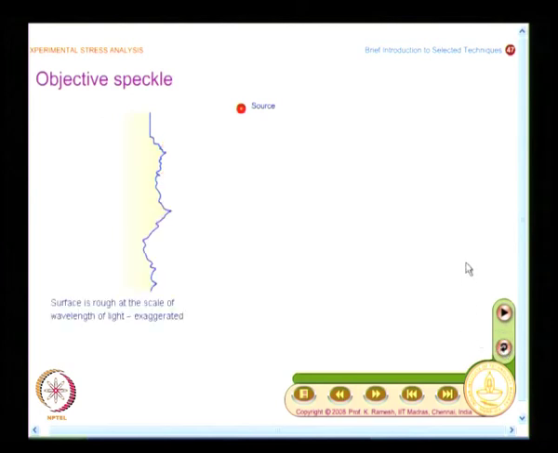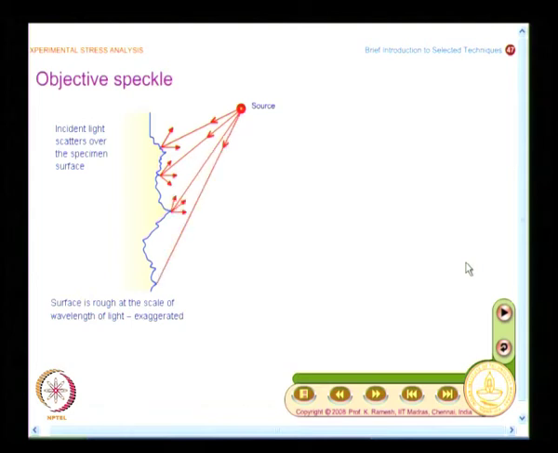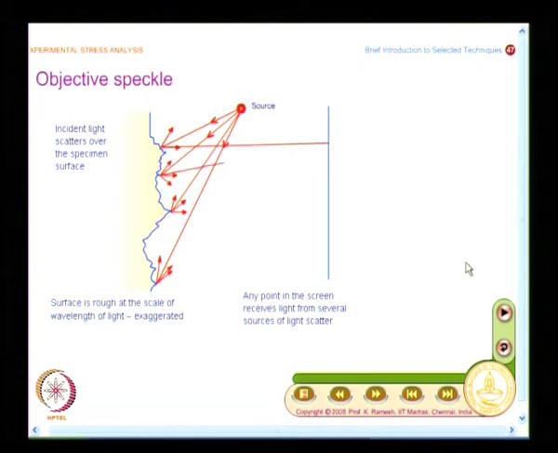You just see only the animation now. I have a light source, light comes and hits it, you have scattering from each of these points where it meets the model. Then I put a screen, and each point on the screen receives light from several sources of scatter, 1, 2, 3, 4, for all this you get a ray, and this is a characteristic of objective speckle.